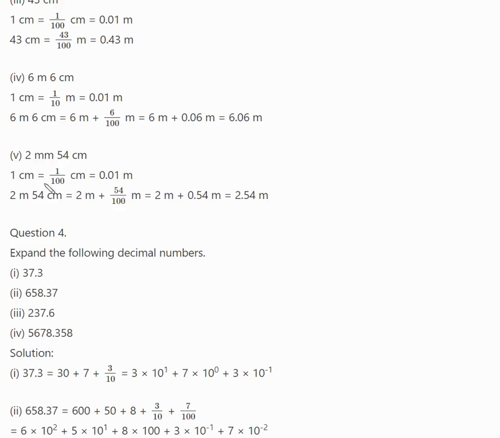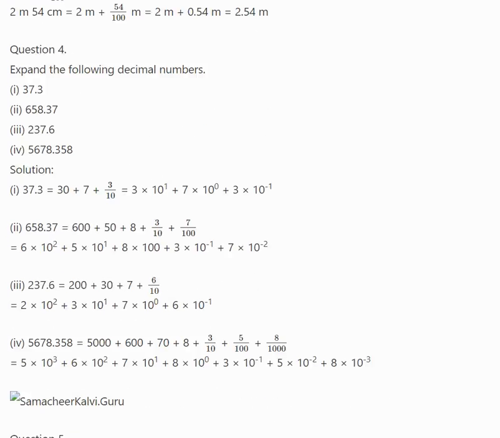Okay. Next I'll go with 2 millimeter, 54 centimeter. Here, this is wrong, I think. Not millimeter, meter. 2 meter, 54 centimeter. So 2 meter, you consider it as a whole number. 54 by 100, you can write like this, 0.54. So 2.54 meter. That's all. After the decimal, 2 digits are there here. So while adding 2 plus 0.54, 2.54.